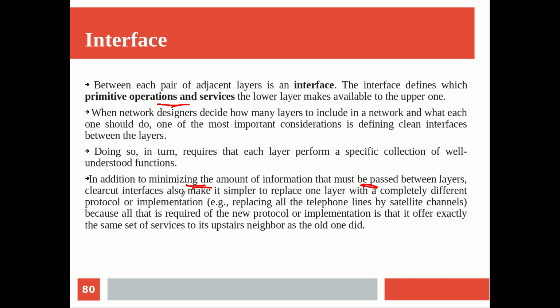In addition to that, the clear-cut interface also makes it simpler to replace. Once you define the interface correctly and implement it, at some later point you may think of implementing it using a completely different protocol or implementation, and that is still possible. For example, so far the lower layer was defined using a telephone line, and you thought of replacing it with a satellite channel. The implementation will be different, but the interface stays the same. So you just have to change that particular lower layer without modifying the higher layer. The higher layer will still get the service from the lower layer as the interface has not changed.